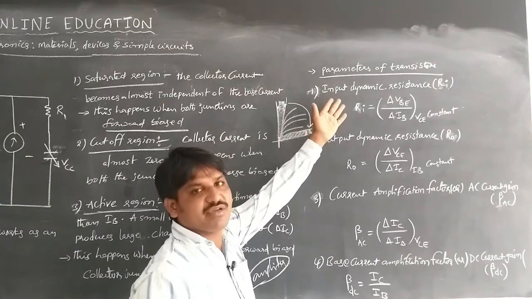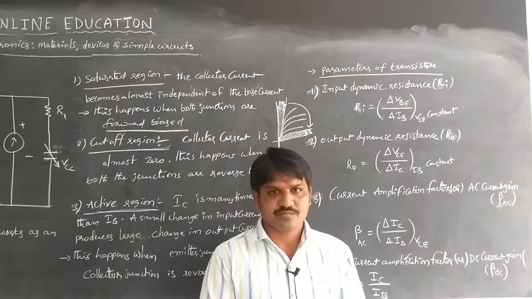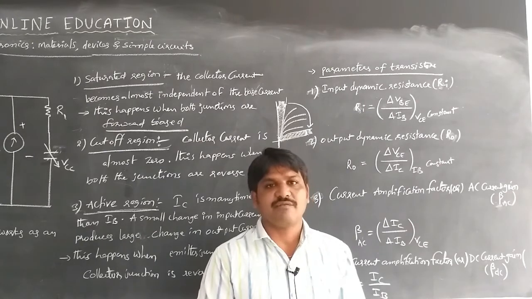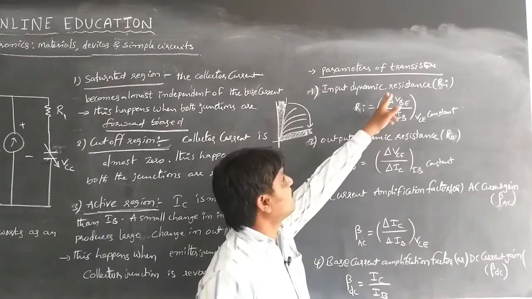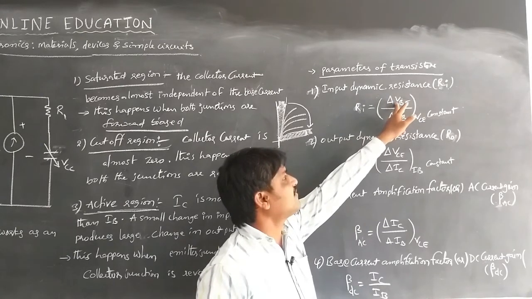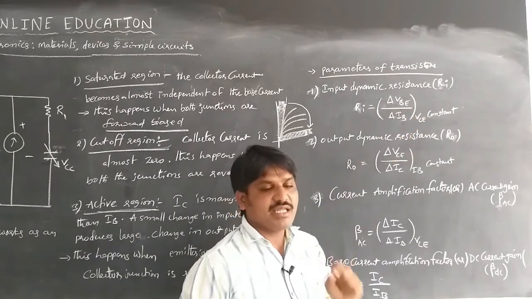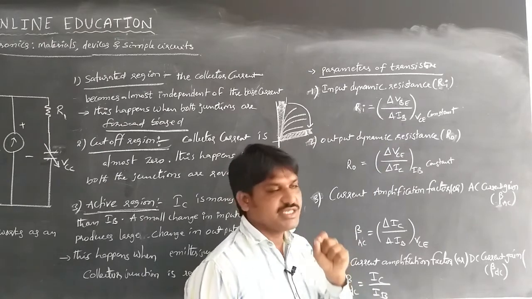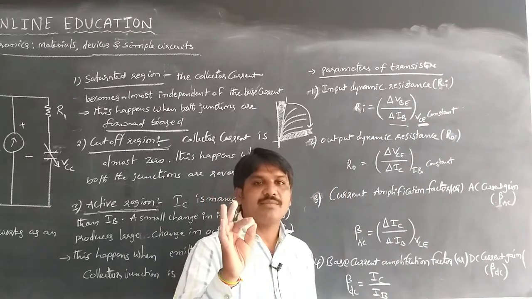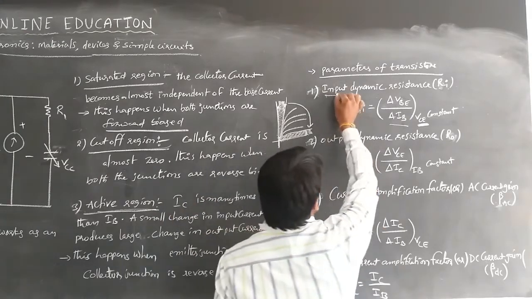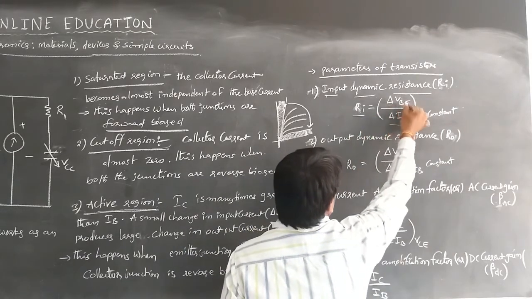First of all, input dynamic resistance. Input dynamic resistance is the ratio of the change in the emitter base junction potential difference to the change in base current, keeping the collector emitter junction potential constant. It is denoted Ri, and Ri is equal to delta VBE by delta IB.